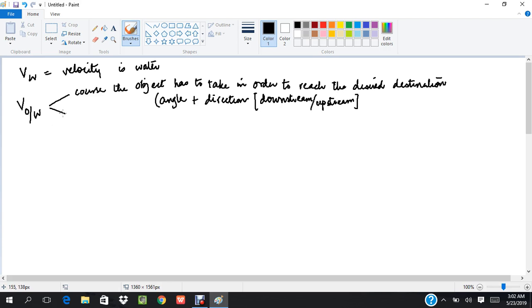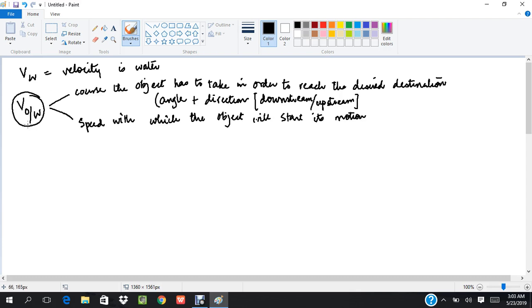The second thing that the relative velocity is going to tell us is the speed with which the object will start its motion. And I told you in the last video that the relative velocity of an object in water is referred to in the examinations as velocity of object in still water.